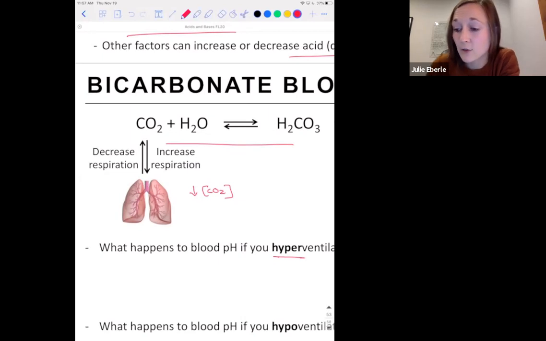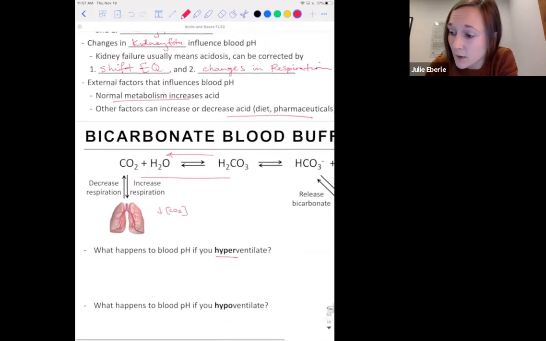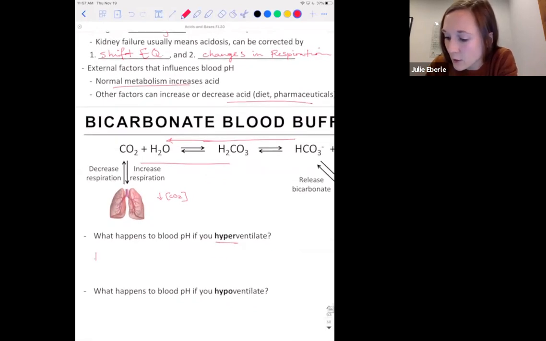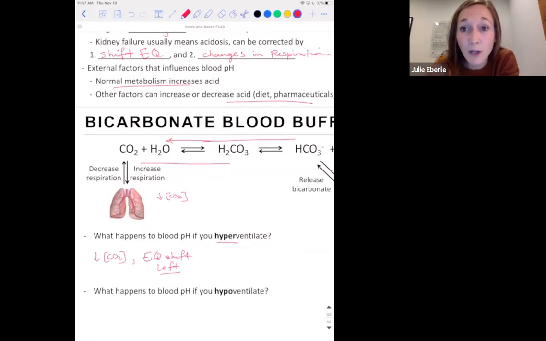Yeah, it's going to shift towards the reactants. Equilibrium will shift this way, and it will shift this way across the whole span of the reaction. So first off, I'm going to write this down here: lower CO2. And then what that's going to create is equilibrium is going to shift left to replace the CO2 that we are losing because we're breathing so fast.